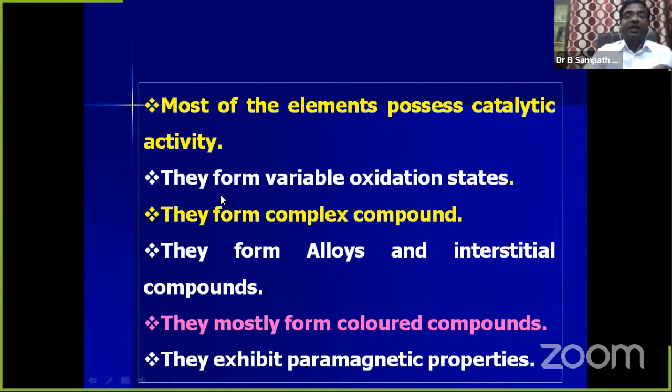See children here. Number one is the catalytic activity. Number two, variable oxidation state. Number three is formation of complex compounds. Number four is formation of alloys and interstitial compounds. Number five is formation of colored compounds. And number six is exhibiting paramagnetic properties. So these are the very important characteristic properties shown by the transition elements.